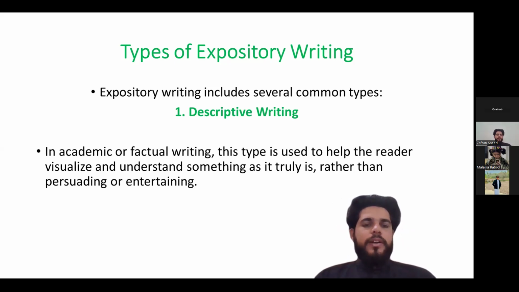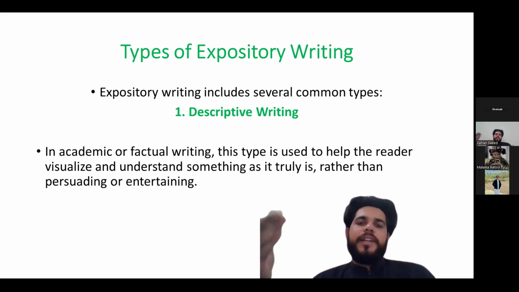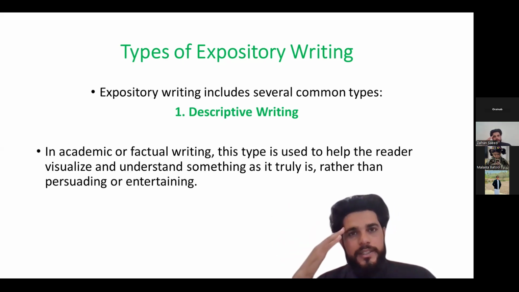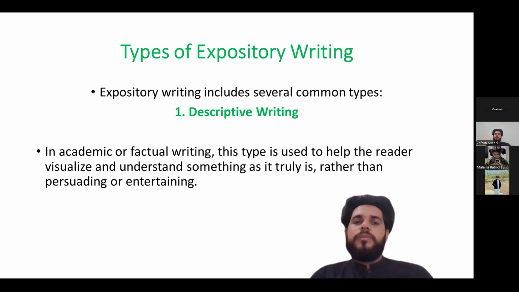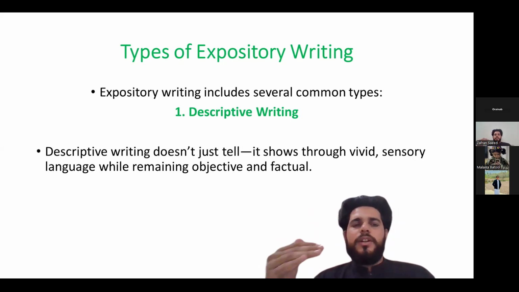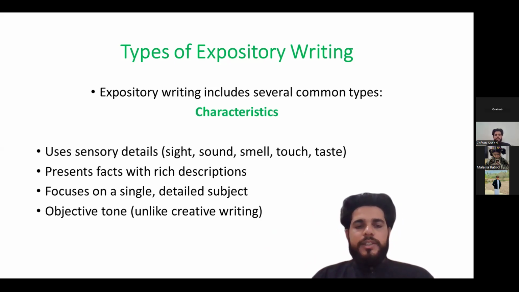As you are well aware of what is meant by descriptive writing, this type of writing helps readers visualize and understand all these things in mind, and it depends on what something truly is, rather than persuading our understanding. Also, we have told you that descriptive writing doesn't only tell, but it shows us through vivid and sensory language while remaining objective and factual. So, the characteristics and all these things we have studied.